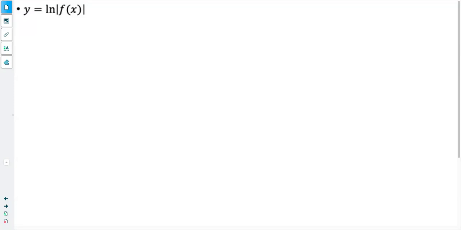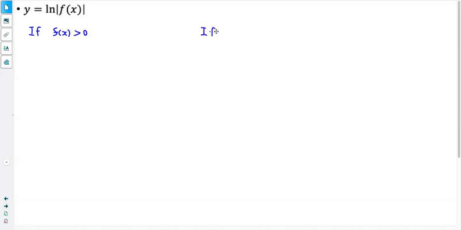So we're going to look at coming up with a derivative for y equals the natural logarithm of the absolute value of f of x and come up with a rule based off of this. So because we're looking at the absolute value of x, or a function of x, we're actually going to split this into two things. So we're going to look at if our f of x is greater than 0, in which case our absolute value does nothing.